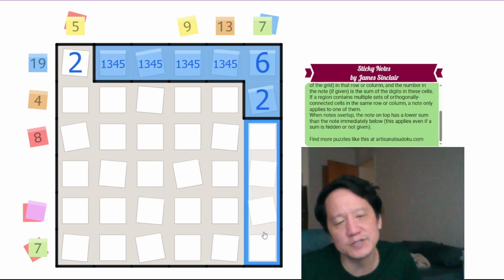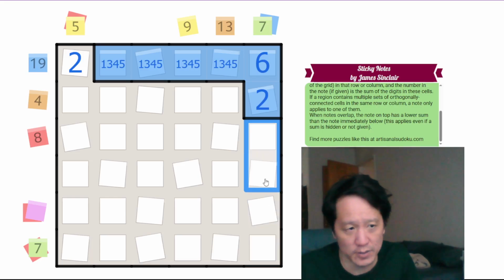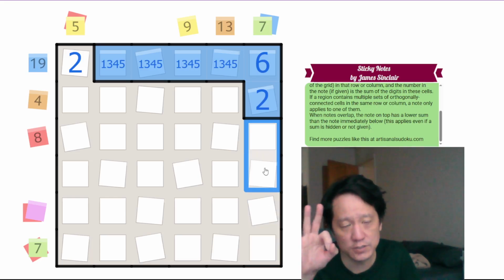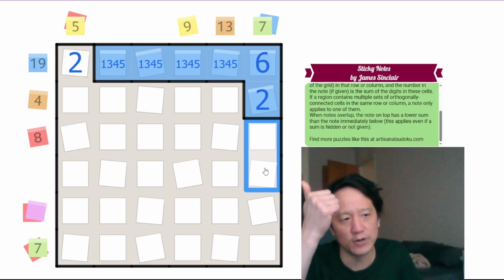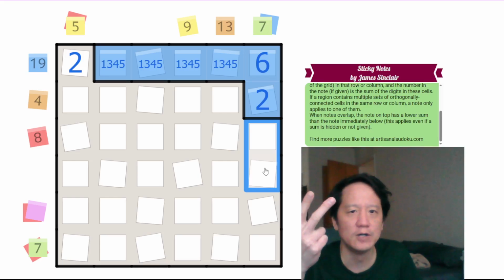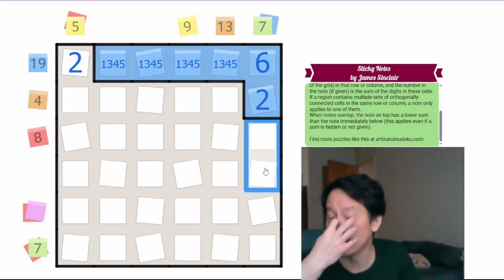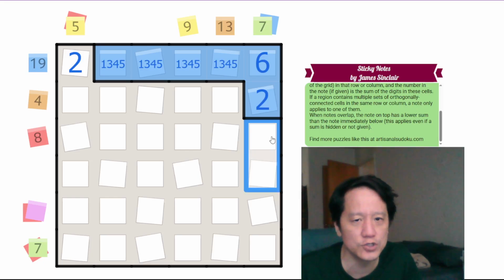That means to add up to 7, it cannot be 3 digits. If it's 3 digits, it would have to be 1, 2, and 4. But obviously, we have a 2 in the column already. So this must be 2 green digits in some sort of order, adding up to 7.